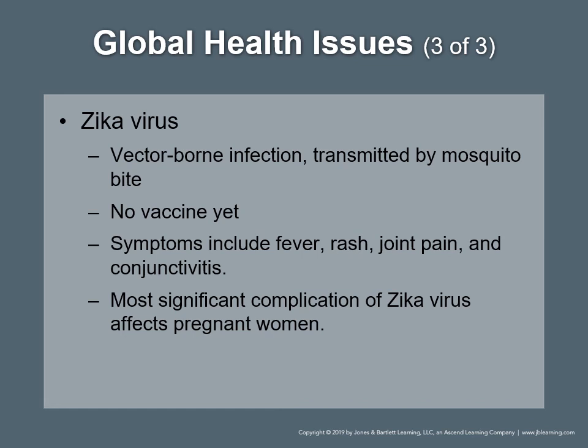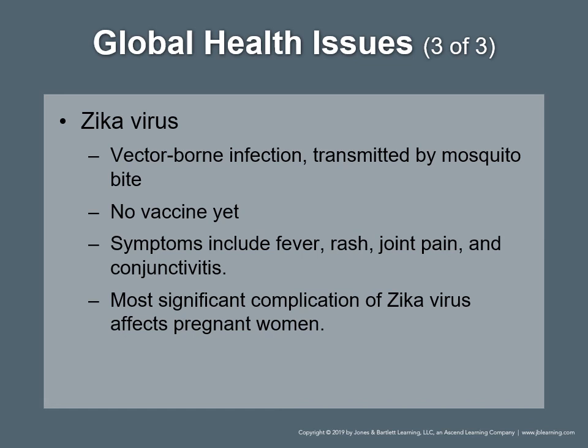The Zika virus. This is a vector-borne infection first noted in the U.S. in mid-2015. It's transmitted by the bite of the Aedes aegypti mosquito. There is no vaccine for this virus. Prevention is aimed at protecting against mosquito bites. According to the CDC, most people infected with the Zika virus present with few or no symptoms. Symptoms of Zika include fever, rash, joint pain, and conjunctivitis. Other symptoms may include muscle pain or a headache. Symptoms are usually mild and last from several days to a week.